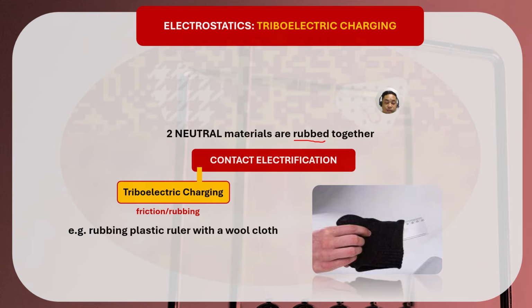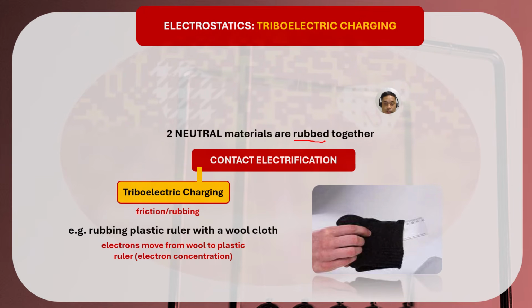When rubbing is involved, it's definitely triboelectric charging. Example, when you rub a plastic ruler with a wool cloth, at first, they are neutral materials. The wool cloth has the same number of protons and electrons. The plastic ruler will also have the same number of protons and electrons. But when you rub them, something happens. You charge both objects. Okay, you're beginning to charge both objects. Electrons move from the wool to the plastic ruler. That's according to electron concentration.